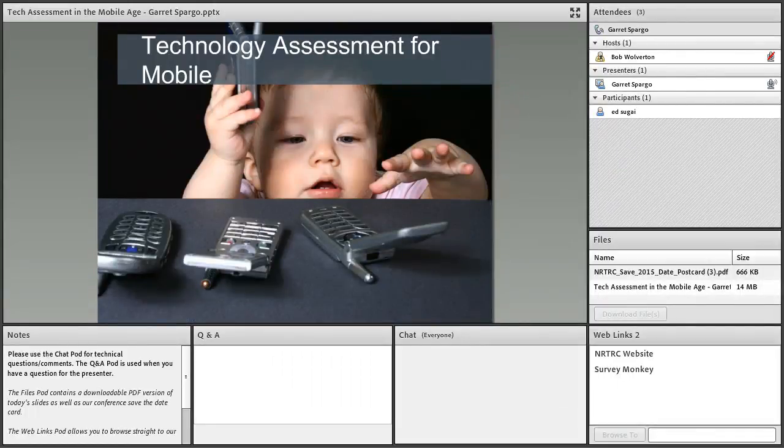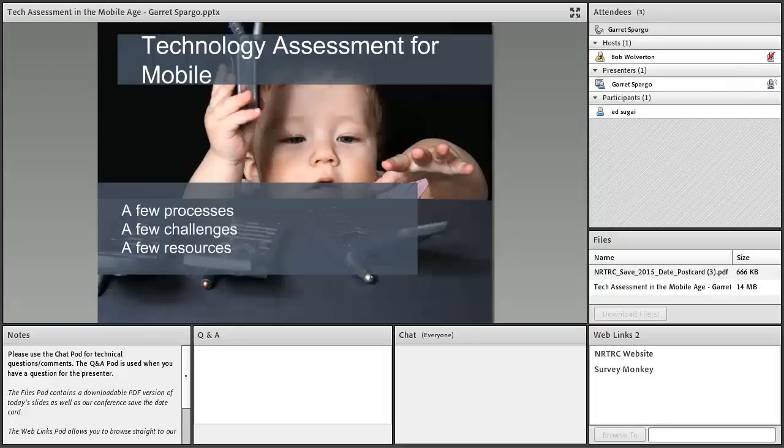But we still have this issue of how do we do technology assessments for mobile? How do we pick the right equipment? Now, for this, TTAC has a few processes that we like to recommend. Generally speaking, we have a set guideline that we think can be fit to pretty much any technology out there with minor modifications depending on the product.